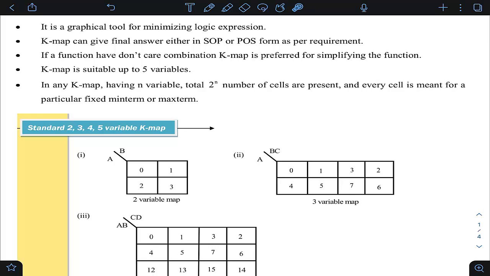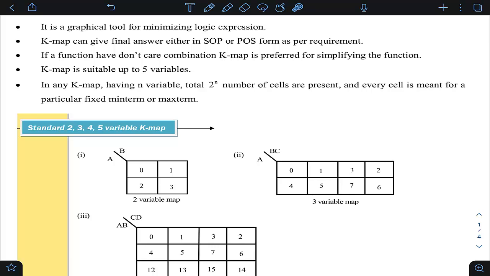We have already seen the importance of logic expression minimization. To have a simpler hardware design, more speed and less power dissipation, you want to minimize a logic expression. One way to minimize a logic expression is Boolean algebra. Another way to do the same task is K-map. So why should we study K-map?